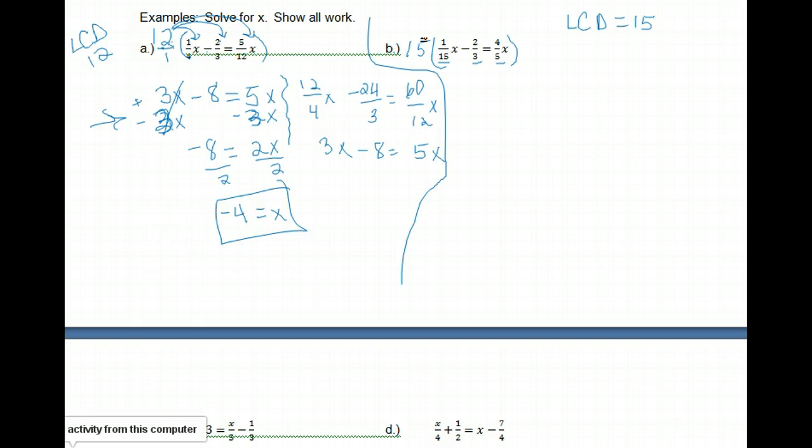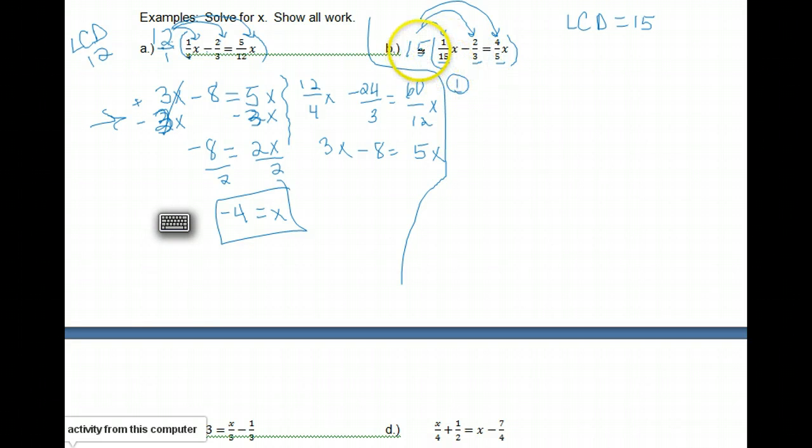We now want to distribute that 15 into every single term in that equation. So you have a choice. You can cross cancel and multiply, or you can straight multiply and then divide. It's up to you, and it depends on which method you liked better. So let's do the cross canceling and multiplication first.